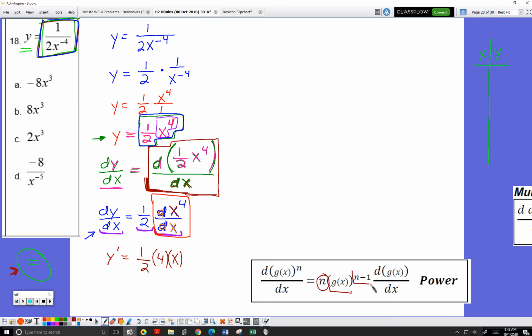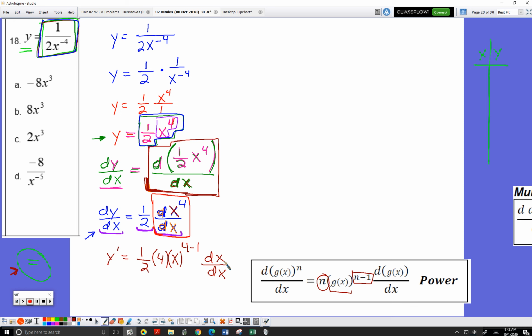I need an exponent. N subtract 1. N is 4, so this exponent becomes 4 subtract 1. I need to put d of dx of g of x. So that's d over dx of just x. Like that. Questions?